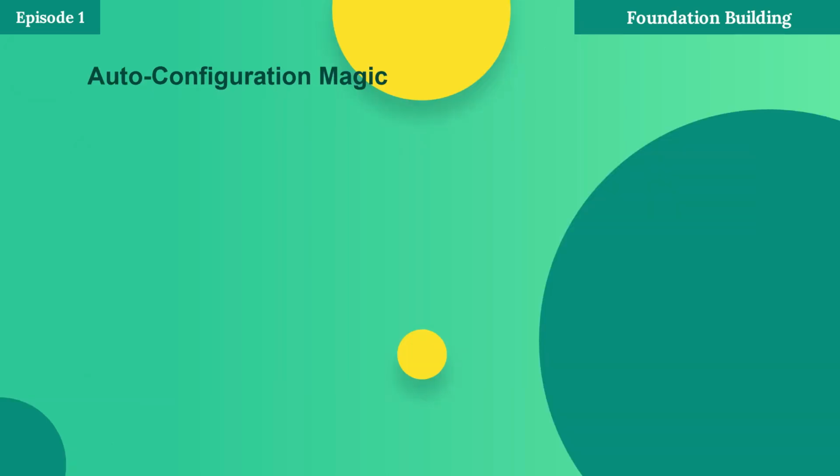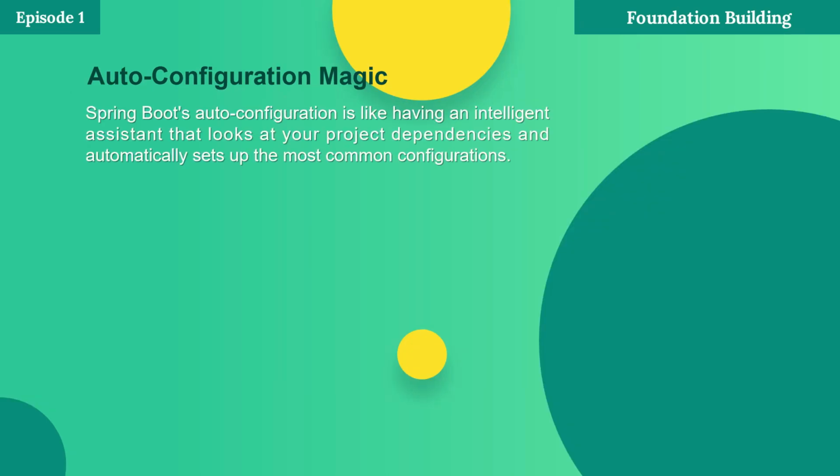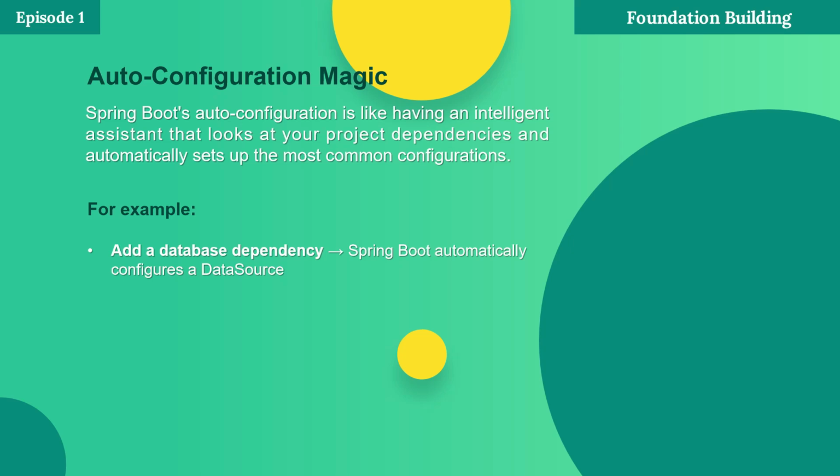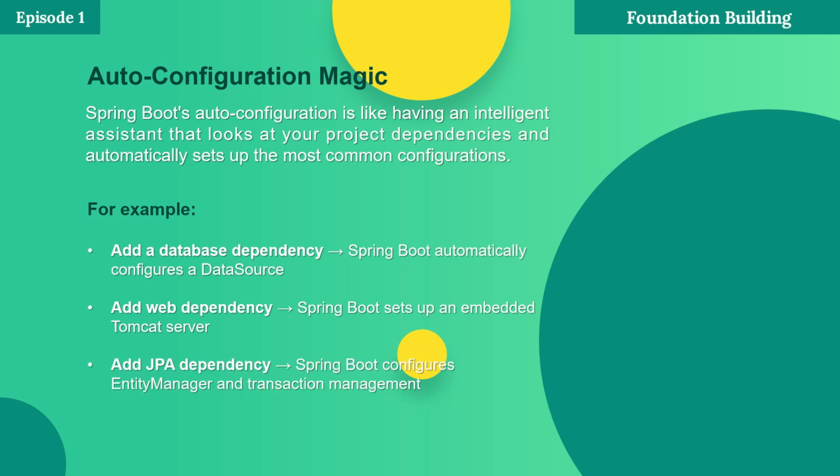Let's look at the auto configuration magic we talked about. Spring Boot's auto configuration is like having an intelligent assistant that looks at your project dependencies and automatically sets up the most common configuration. For example, if you add a database dependency, Spring automatically configures a data source. With a web dependency, Spring Boot will set up an embedded Tomcat server. When you add the JPA dependency, Spring Boot configures entity management and transaction management.